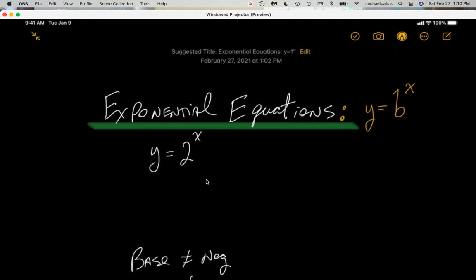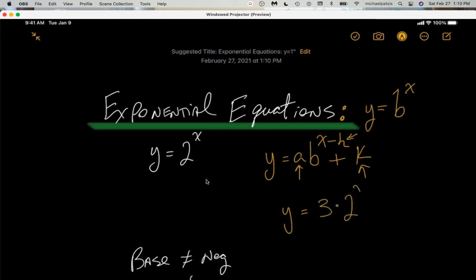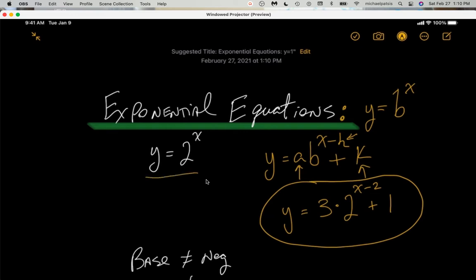Now these exponential equations can become a little bit more involved when we have what are called transformations. In that scenario, they have this format where the graph is translated in the vertical direction with the plus k and in the horizontal direction with an h value. And the graph is also stretched or compressed based on what that coefficient a is equal to. So for example, you may see this as an example of an exponential equation. And in this video, I'm going to show you how to graph both the basic and the more complex versions of exponential equations.